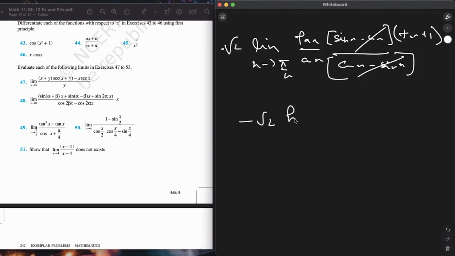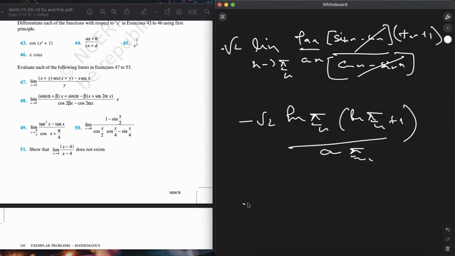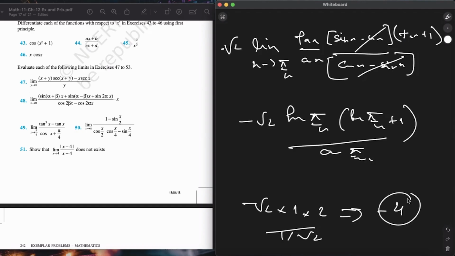Now I'll just put in the values for x. Inside I have a tan pi by 4 plus 1 divided by cos pi by 4. So minus under root 2 into 1 into 2 by 1 upon under root 2, right? So that will leave me with root 2 times 2. So it is 2 times 2 minus, and it is a minus 4. That will be your answer.